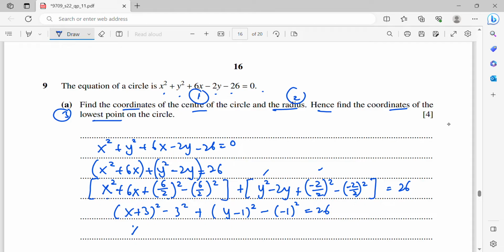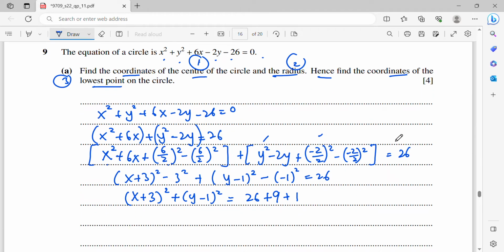Then from here, all my constants will be moved to the other side. It becomes 26 minus 3 squared is minus 9. So now becomes plus 9. Minus negative 1 squared is minus 1. So move to the right side, becomes plus 1. Okay, so here I will get x plus 3 squared plus y minus 1 squared equals to 36. This 36 is 6 squared.